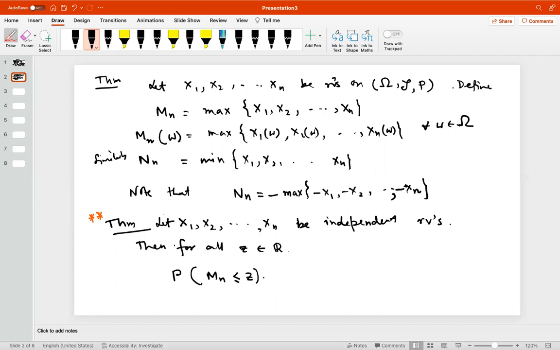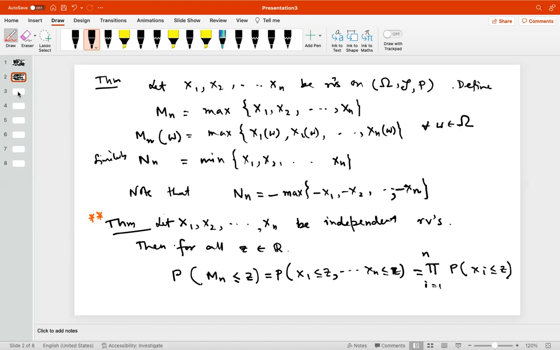What is this? The maximum is less than or equal to z means everything is less than or equal to z. So the probability of X1 less than or equal to z, X2 less than or equal to z, ..., Xn less than or equal to z. Every value is less than or equal to z. But these are independent, that means the product: the product over i equal to 1 to n of the probability of Xi less than or equal to z. This is very important. Now what about the minimum?